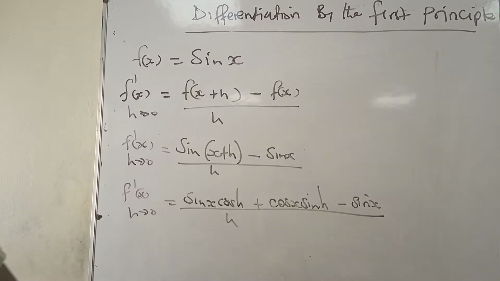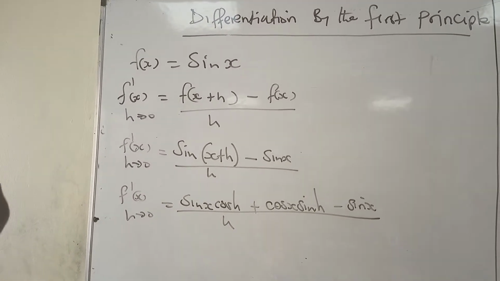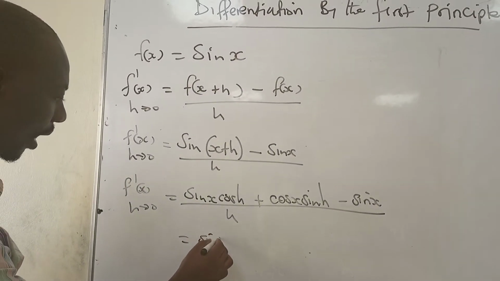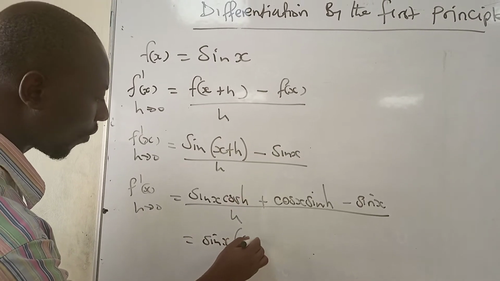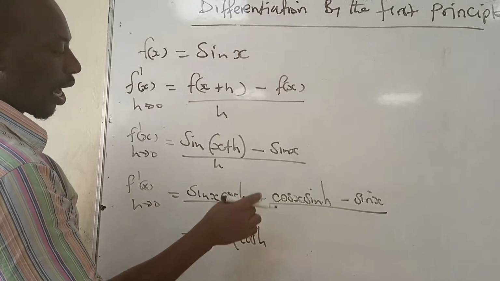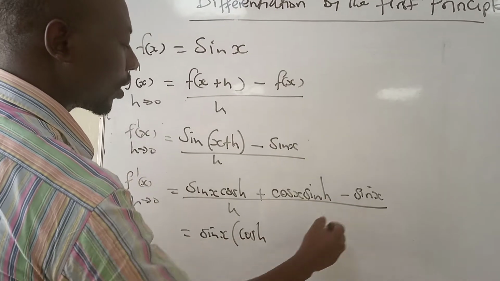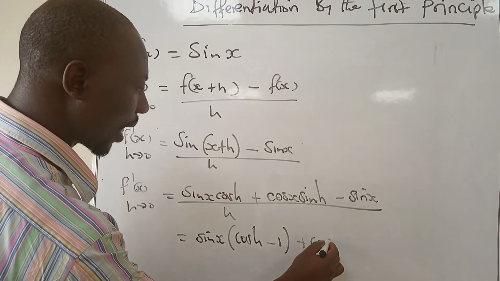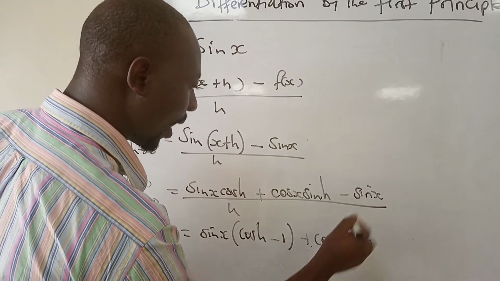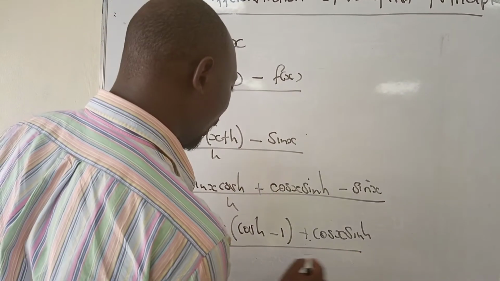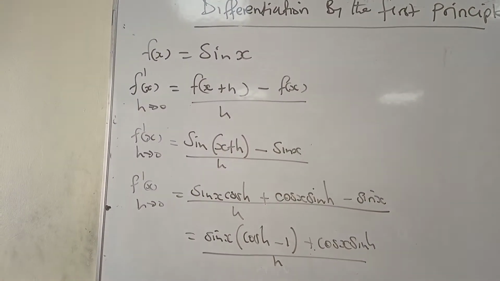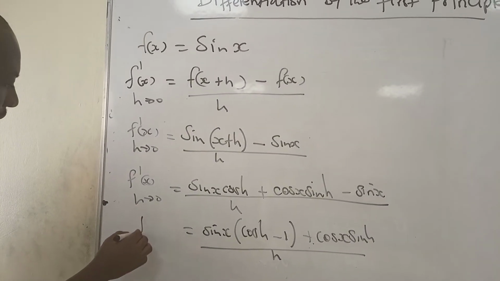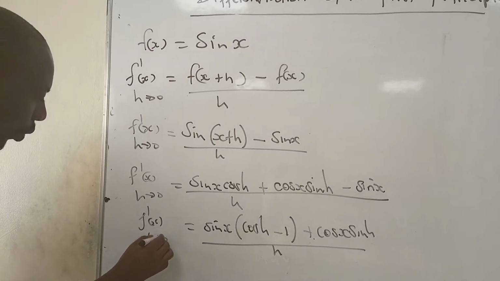So if you have this one, you can take together the terms with sine of x. You end up with sine of x as a common factor here, into cosine of h. Let's not confuse this cosine of h with cosh, the hyperbolic function. Then it goes here, minus 1, plus cosine of x sine of h, everything divided by h. If you do that, this will give us the derivative f prime of x when h is approaching 0.